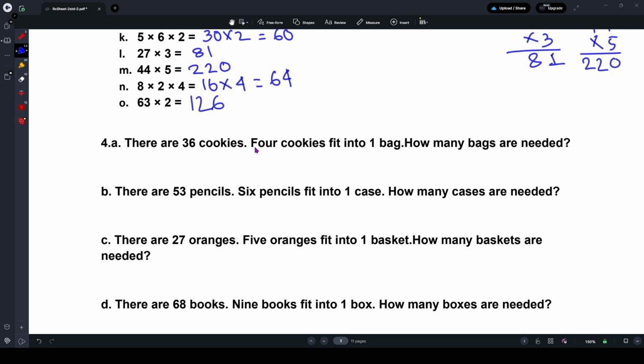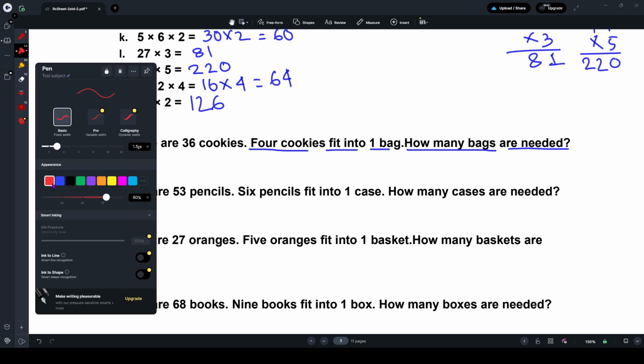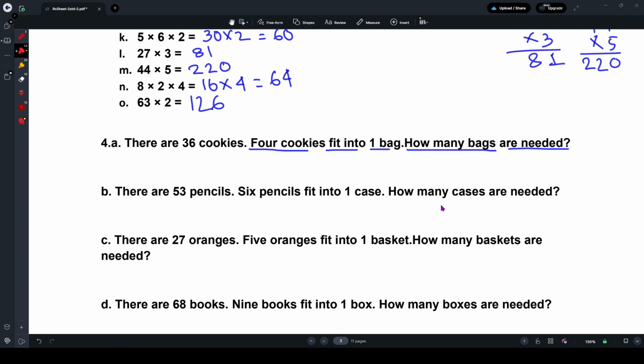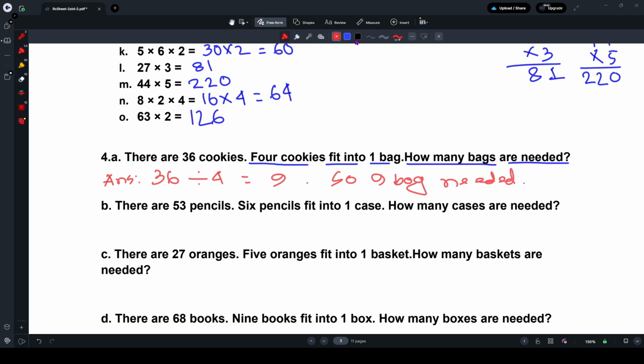There are 36 cookies. 4 cookies fit into one bag. How many bags are needed? So this one, very simple. One bag can fit 4 cookies. And how many bags are needed for 36 cookies? So it will be 36 divided by 4. It means 9. So 9 bags needed, right?